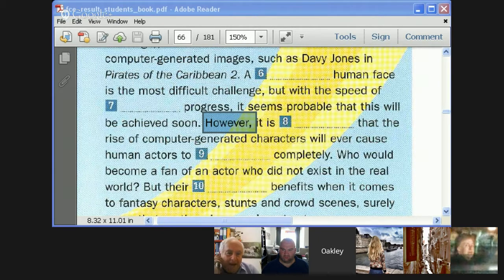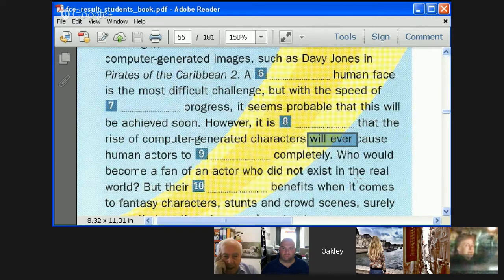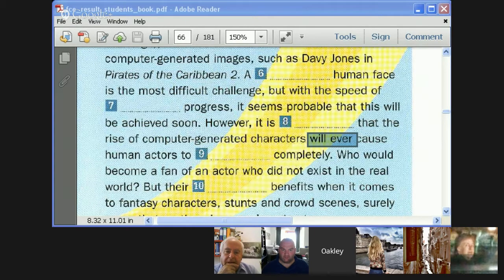It is... Yeah, because then you have "will ever." It is possible. Like it is unlikely that the rise of computers will ever cause human actors to... Or it could be unlikely. Could be. In fact, it is. Okay. Yes, because it is.